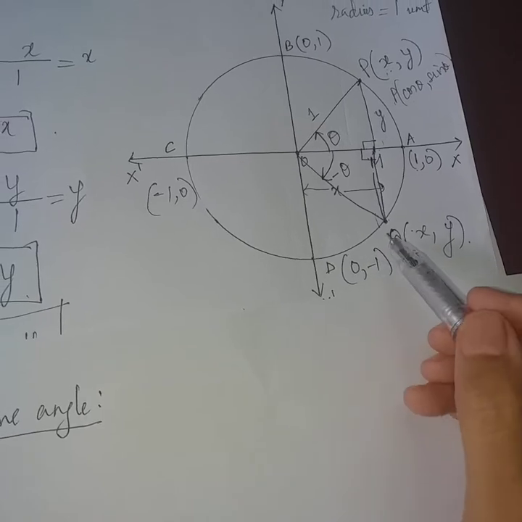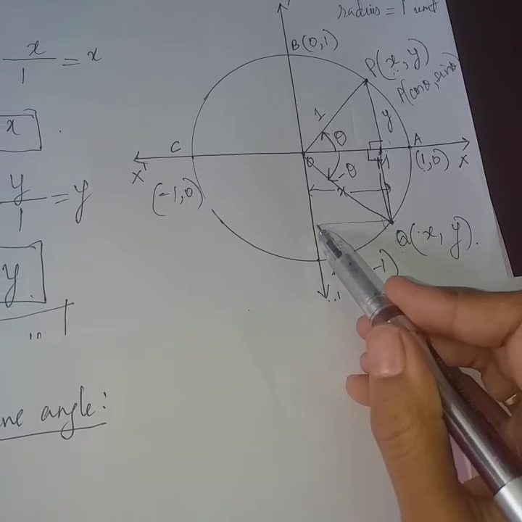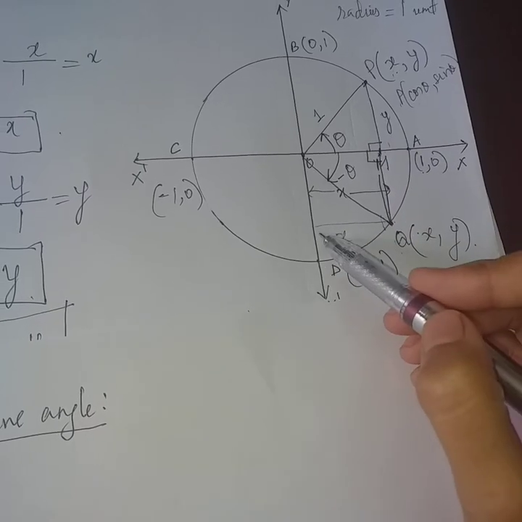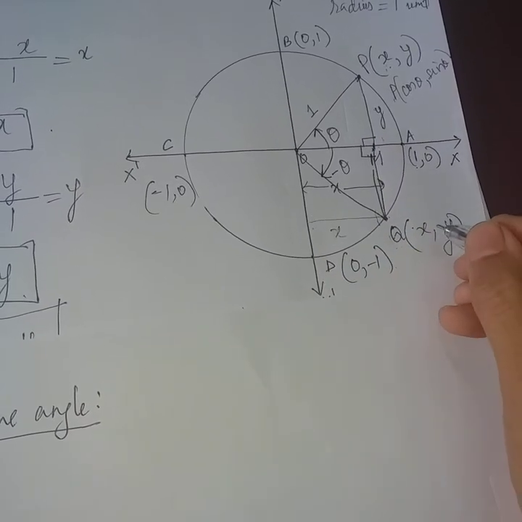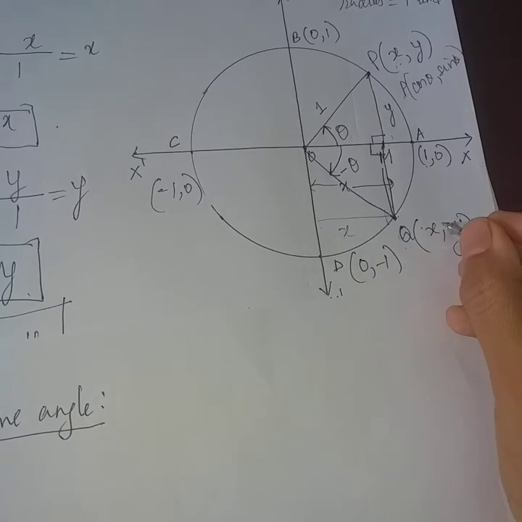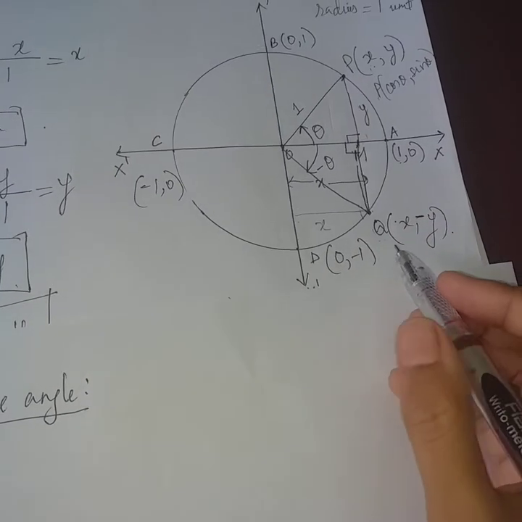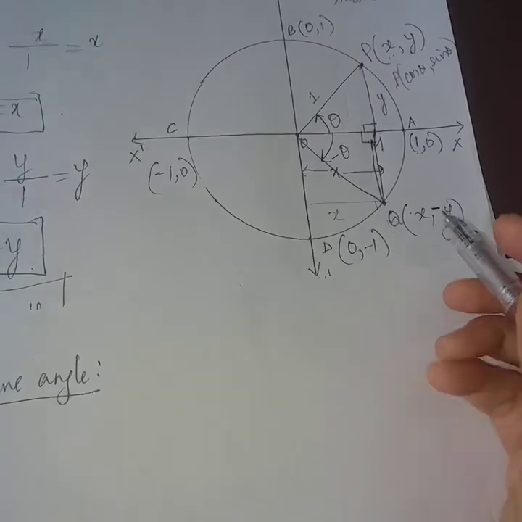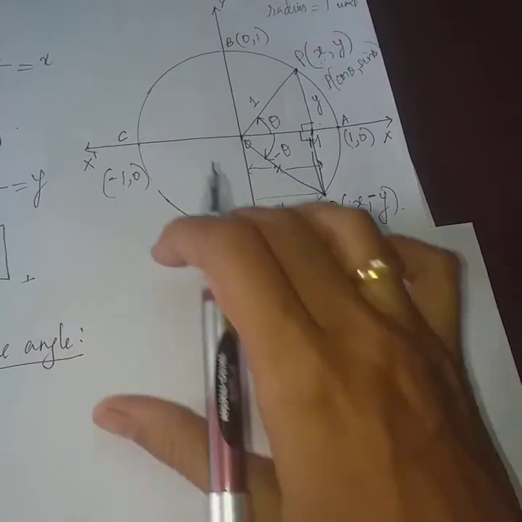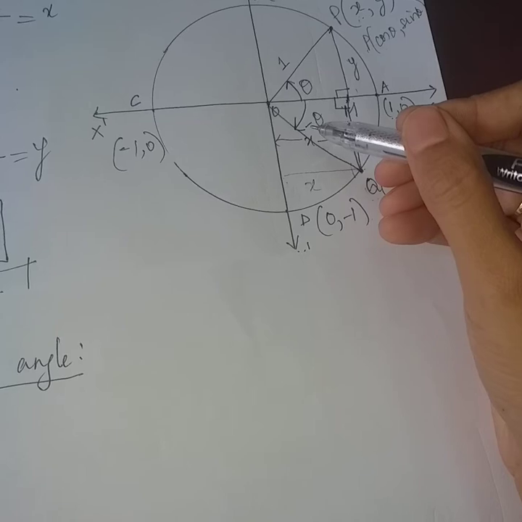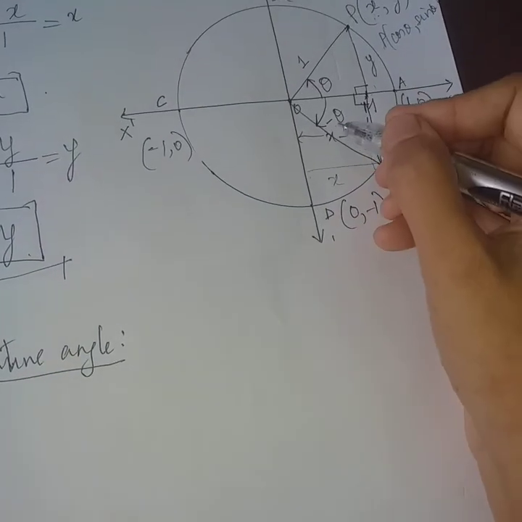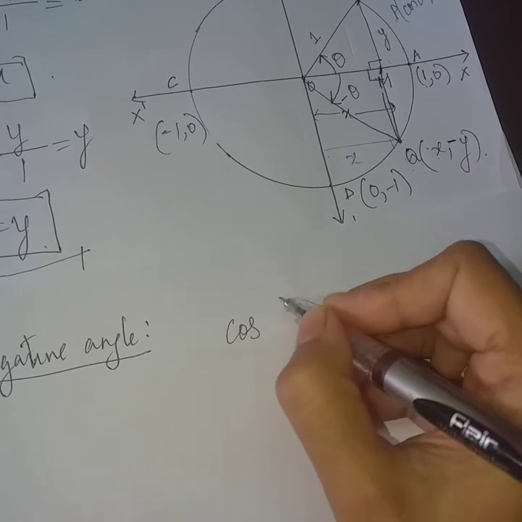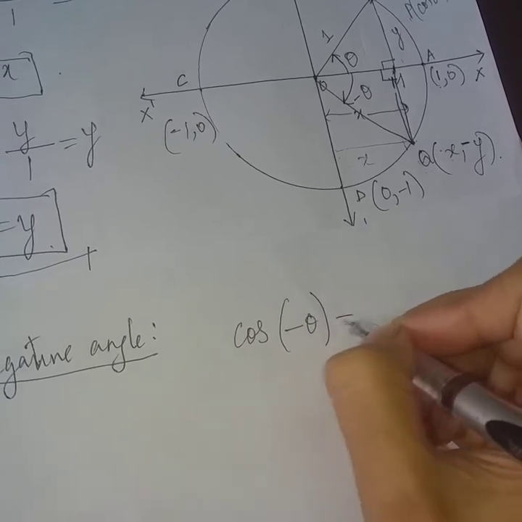But now this is the length x, and y is this, which means it is on the negative side. So the value of y will be minus y. So the coordinate of Q in this case will be x comma minus y. Now let us see what will happen when the angle is minus theta. What will happen to, first, cos of minus theta?